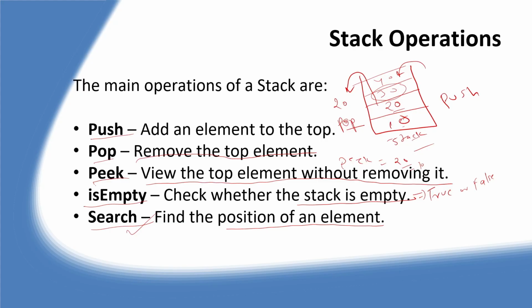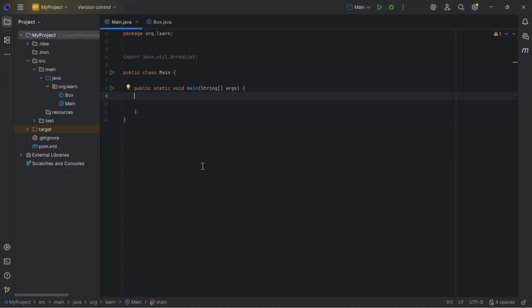Okay, so let's go to IntelliJ and see these operations by performing them. So we are learning stack. Stack is what? A linear data structure which follows which principle? Last in, first out. That means whatever element we inserted last will be first out. Imagine the example of plates, it will be more clear.